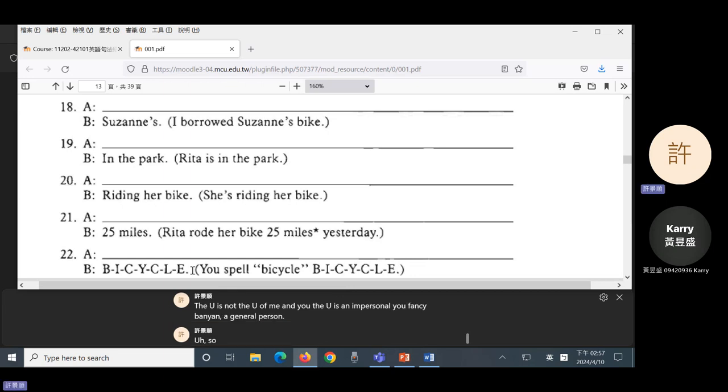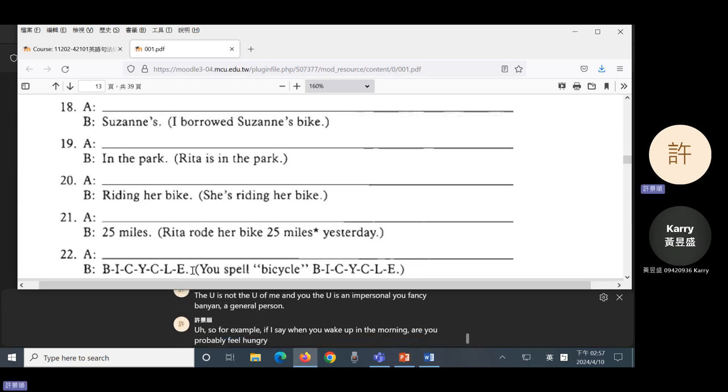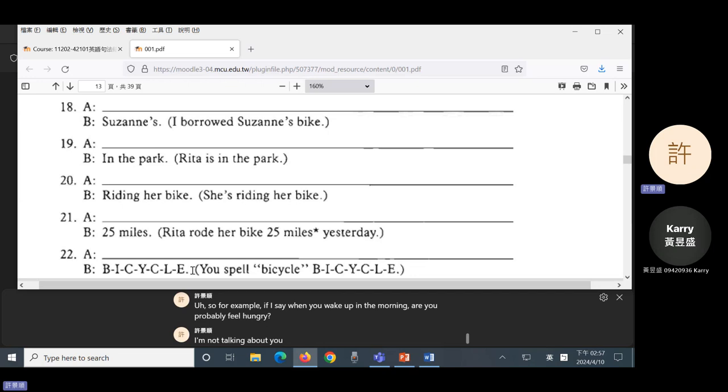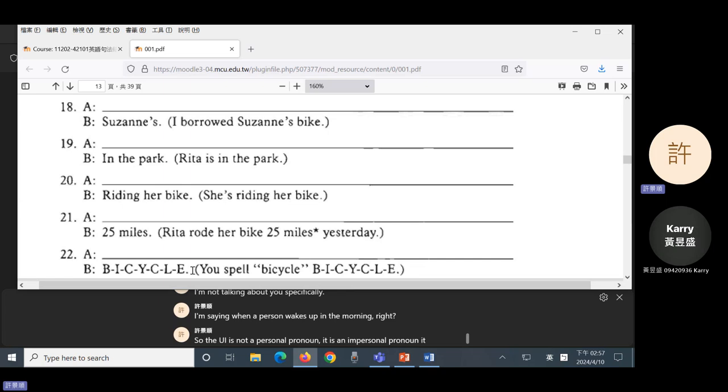So for example, if I say, when you wake up in the morning, you probably feel hungry. I'm not talking about you specifically. I'm saying when a person wakes up in the morning, right? So the you is not a personal pronoun. It is an impersonal pronoun. It is anybody. So how does anybody spell bicycle? How do you spell bicycle? That's why the answer is you and not I.